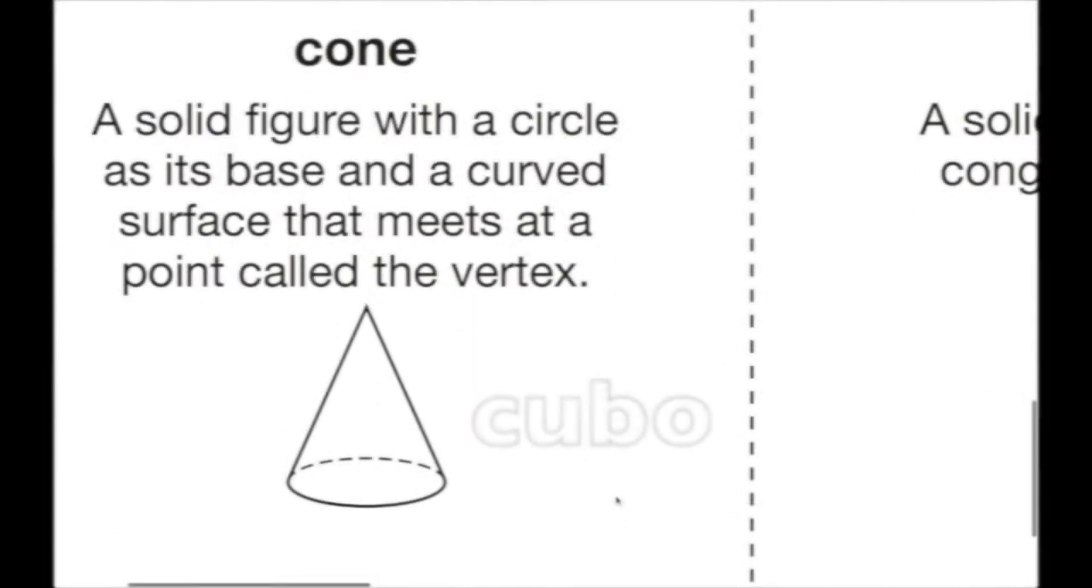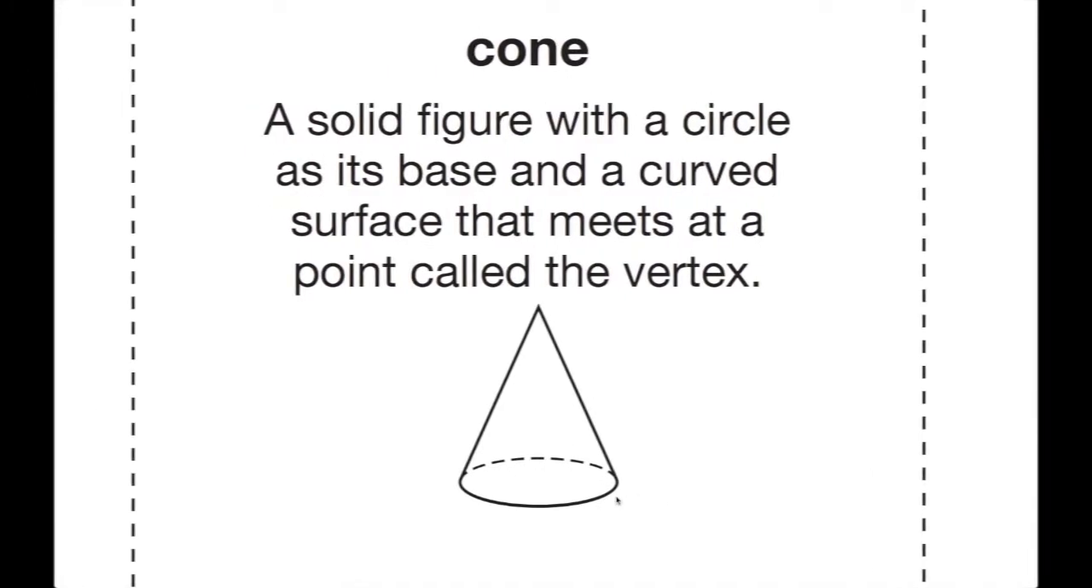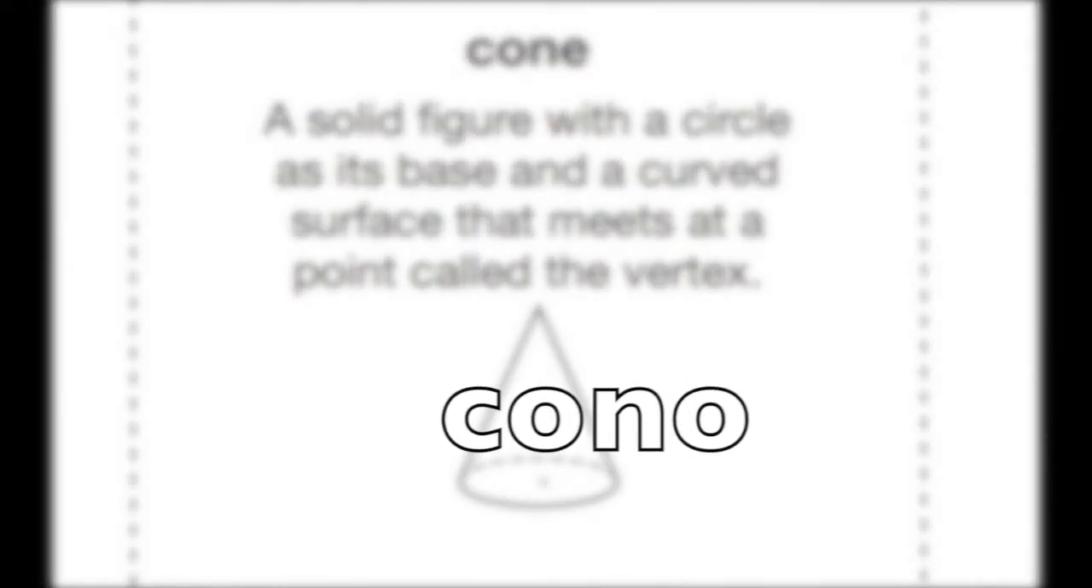Next up we have a cone. A cone is a solid figure with a circle as its base and a curved surface that meets at a point called the vertex. You can see that there's a vertex right here, and it has a curved surface. And it has a circle as its base. This is why it's called a cone or cono.